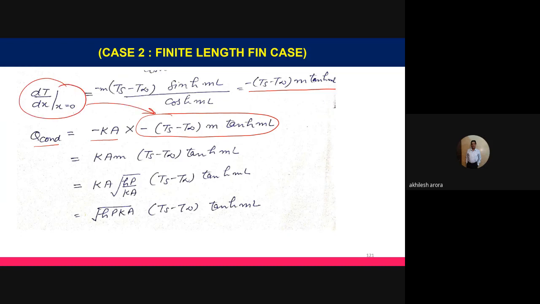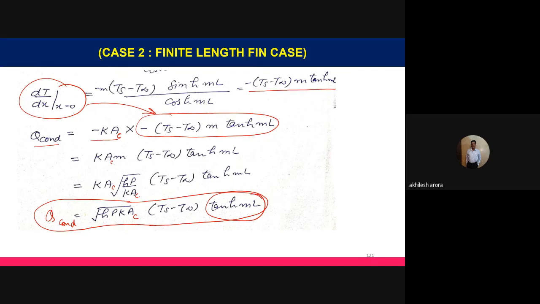And what do I get? Here, this is once again Ac, the cross sectional area. So remember it. At some points I have not used it, but it is the cross sectional area. You can see it's simple steps. So finally the answer for Q conduction comes out to be square root of hPkAc times (Ts minus T infinity) tanh(ml).